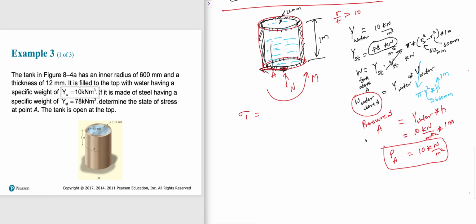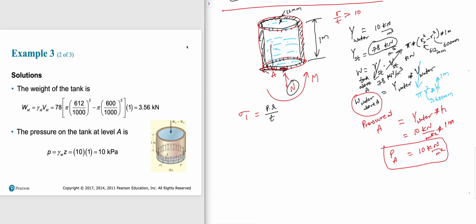So we have circumferential stress, which is P times R over T. And we have normal, and how much is normal equal to? Weight of the tank. So the normal is equal to weight of the tank, which is 78 kilonewton per meter cube times the volume. So we get weight of steel.